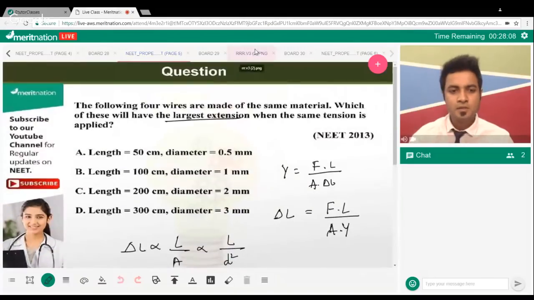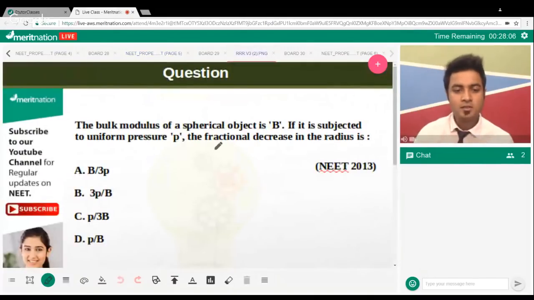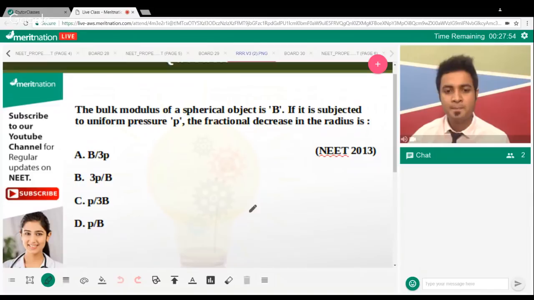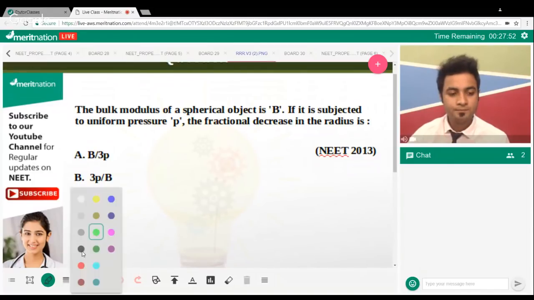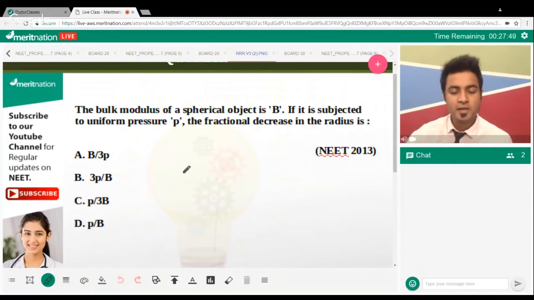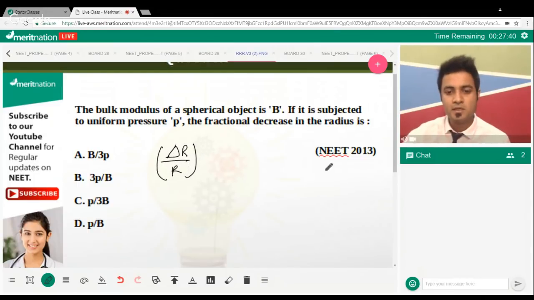Fine. So I guess we have another question, the last question. The bulk modulus of the spherical object is B. If it is subjected to uniform pressure P, the fractional decrease in the radius. What is a fractional decrease in the radius? That is delta r upon r. This is the fractional decrease, because what is happening when the pressure is being applied from the outside?